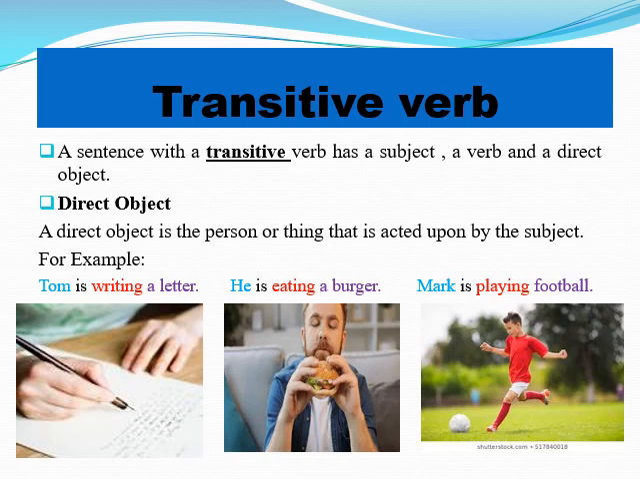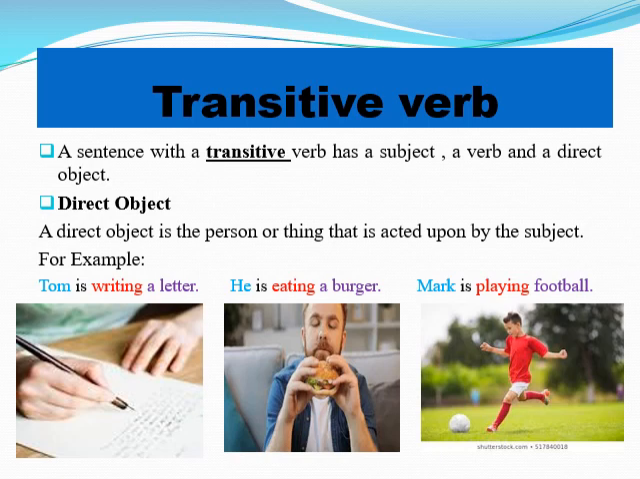Now first I'll discuss the transitive verb. A sentence with a transitive verb has a subject, a verb, and a direct object. First I'll discuss what a direct object is. A direct object is a person or thing that is acted upon by the subject. For example, Tom is writing a letter. In this sentence, Tom is the subject, writing is the verb, and a letter is the direct object.